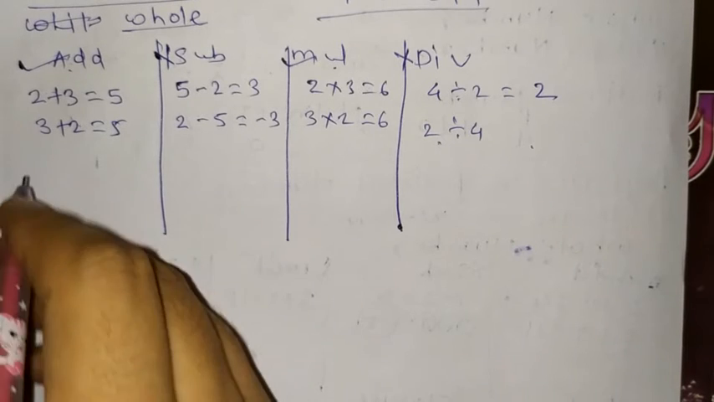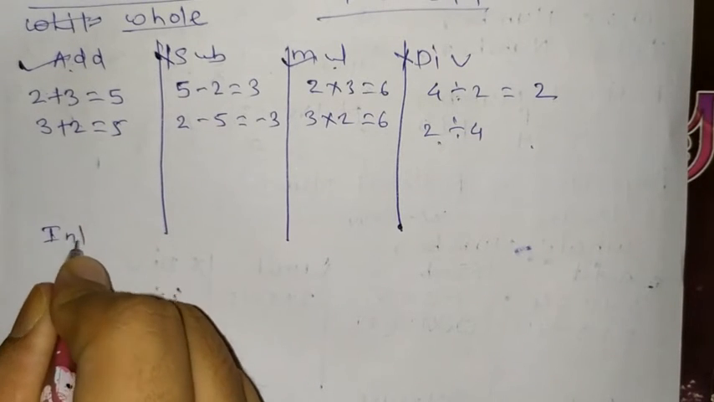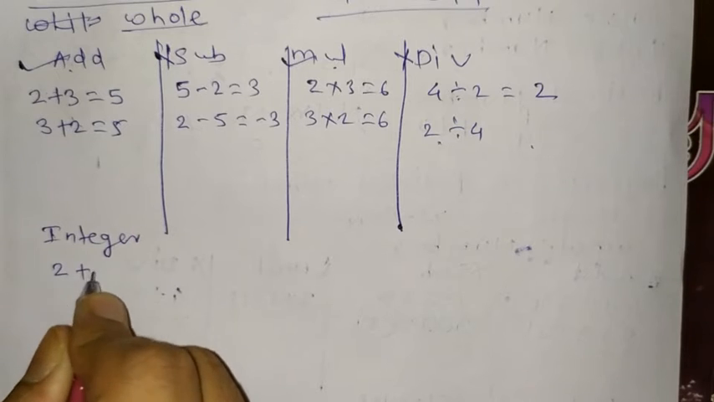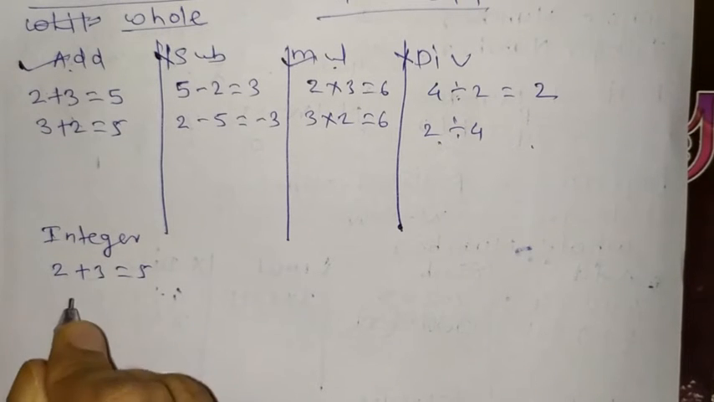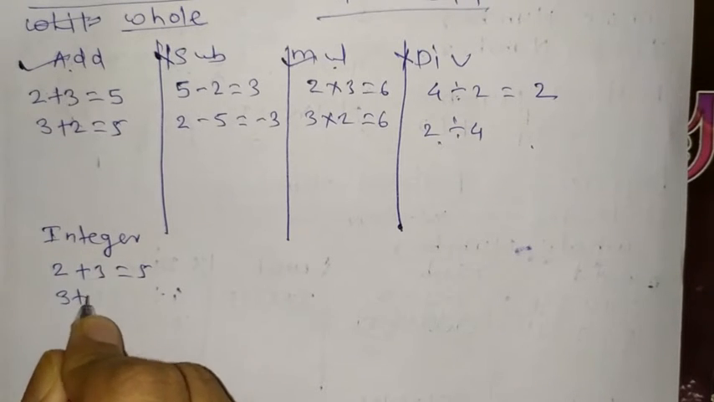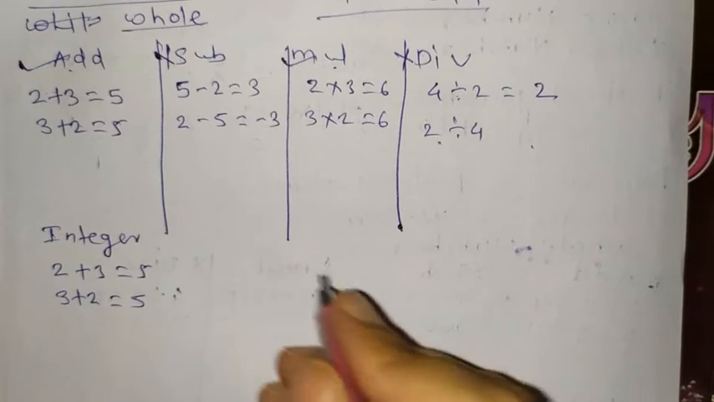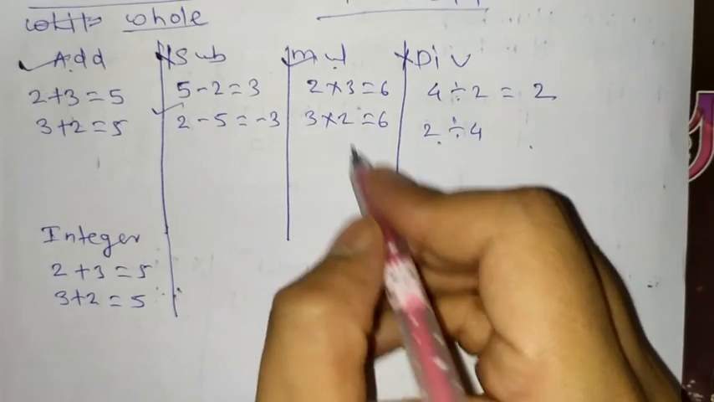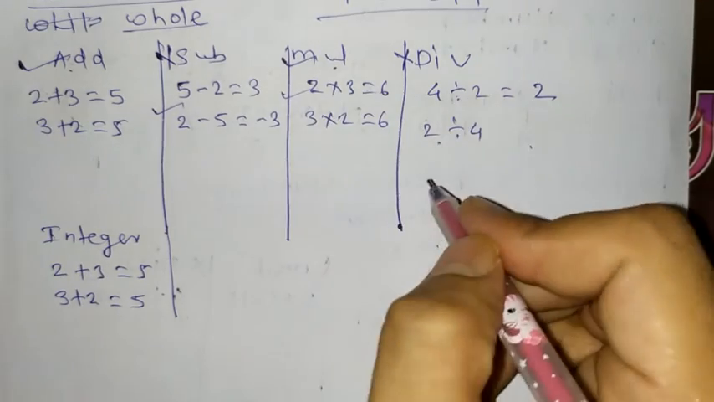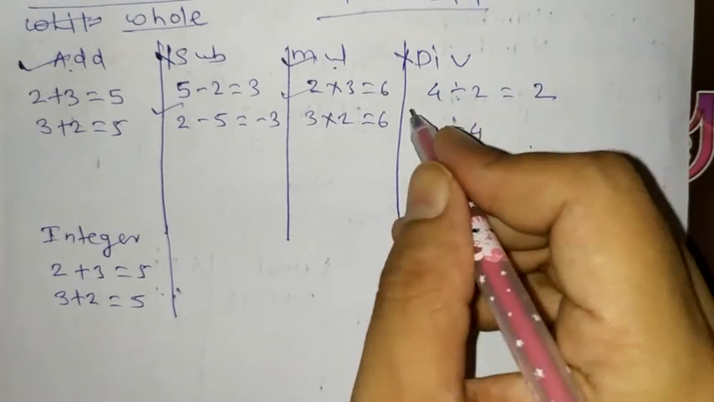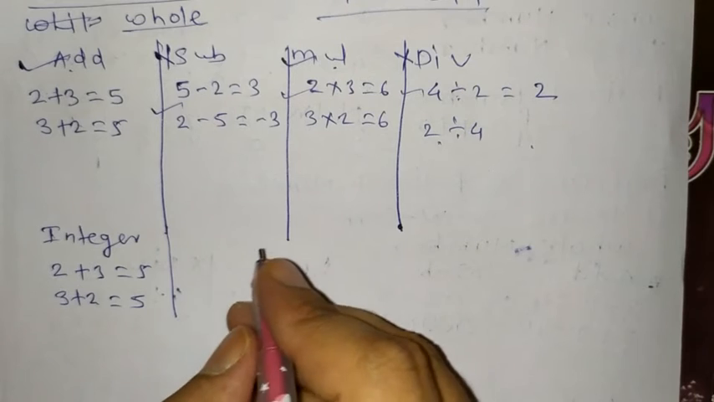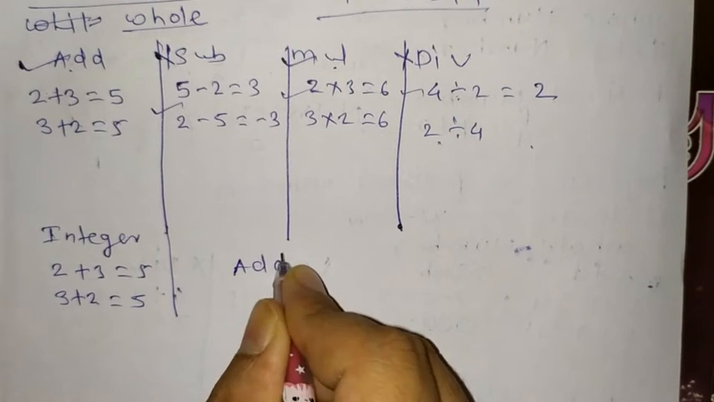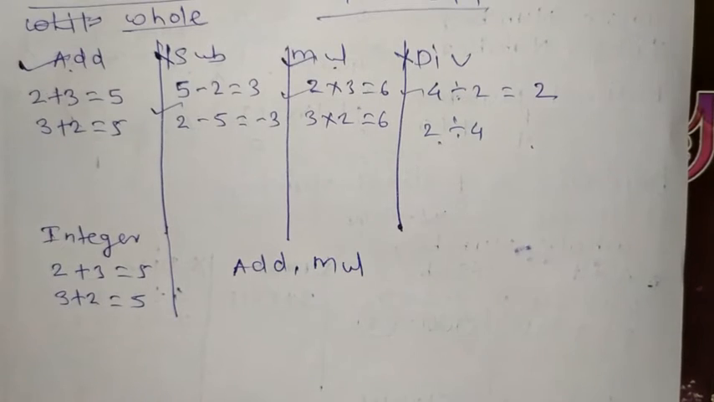Same for integers also. Again 2 plus 3 is 5 because these are nothing but integer numbers, and we also learn 3 plus 2 is 5. Subtraction also, the same example I am using. Multiplication, same example I am doing, and division also you can use the same example. So here you can say integers are satisfied for only addition and multiplication.